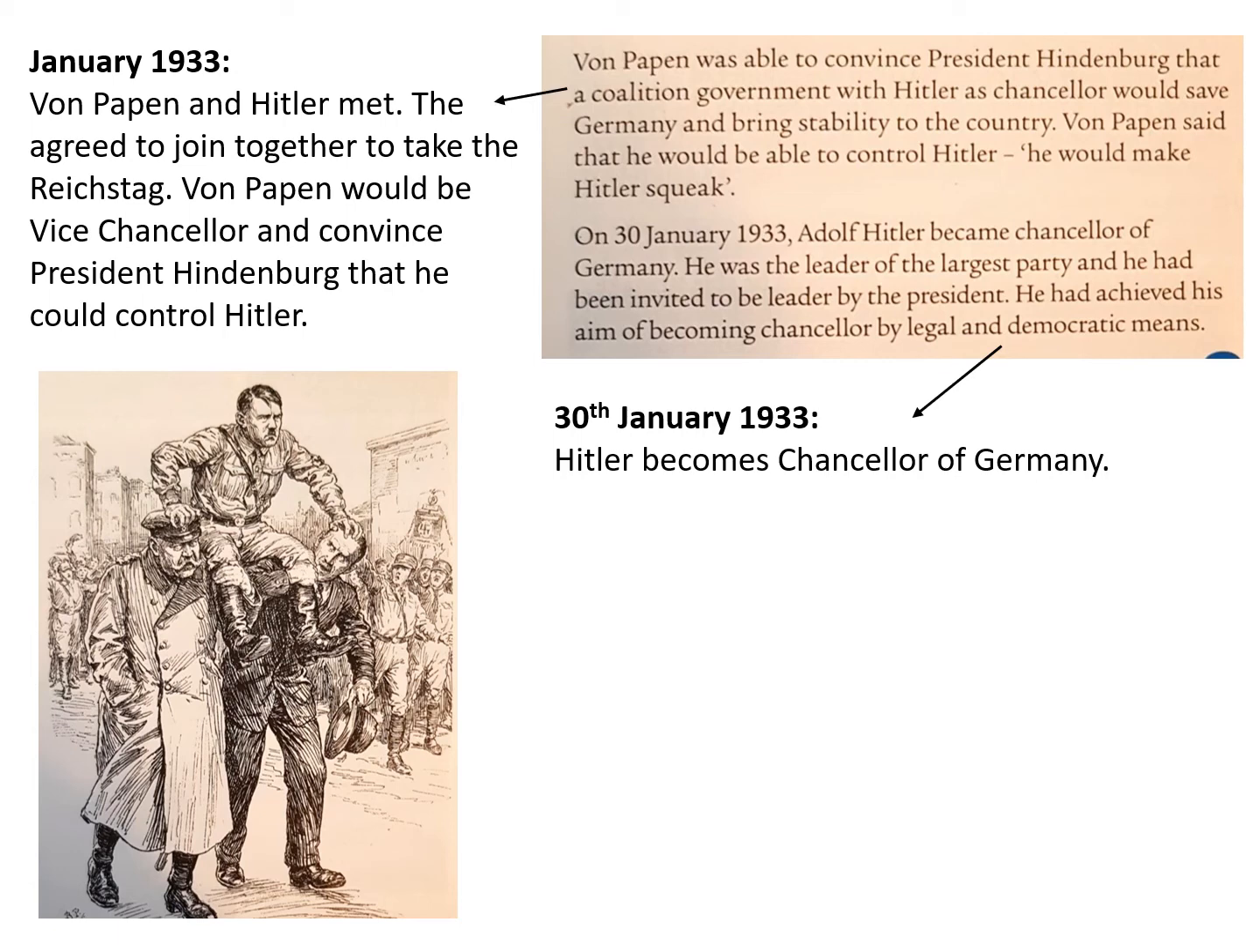So I would put January 1933, von Papen and Hitler met. They agreed to join together to take the Reichstag. Von Papen would be Vice-Chancellor and convince President Hindenburg that he could control Hitler. And then 30th of January, Hitler becomes Chancellor of Germany.